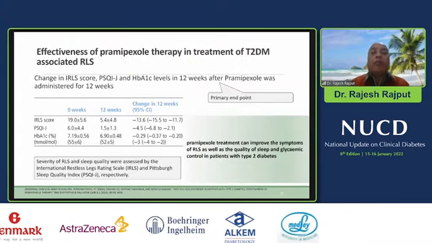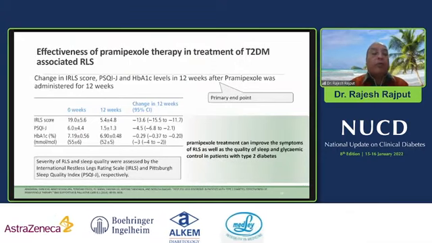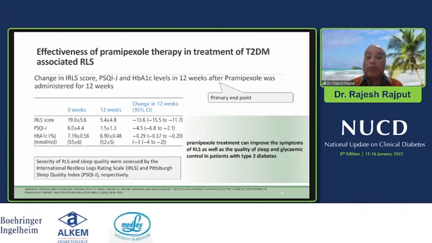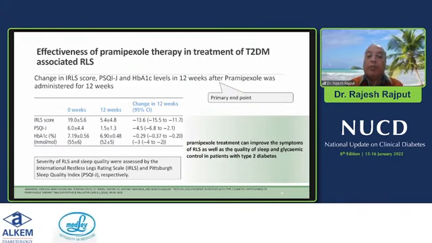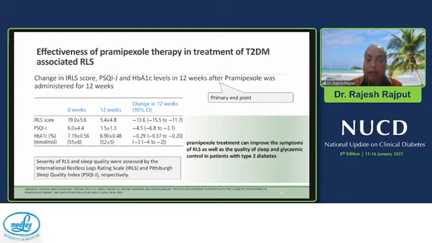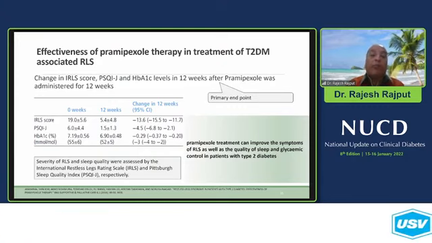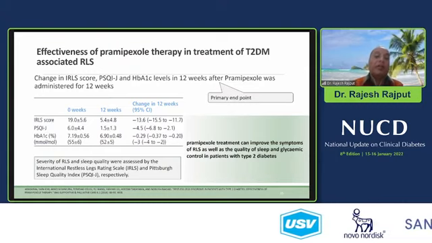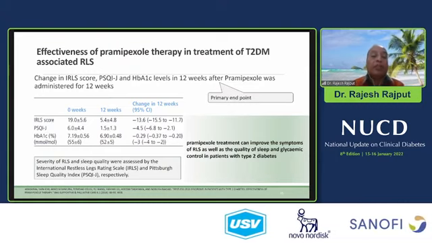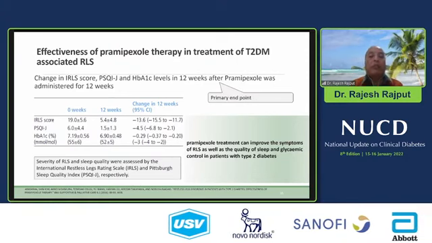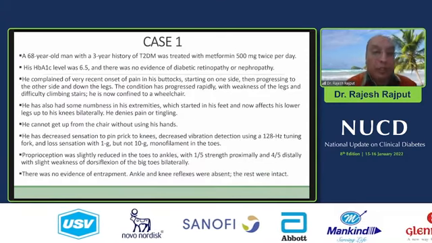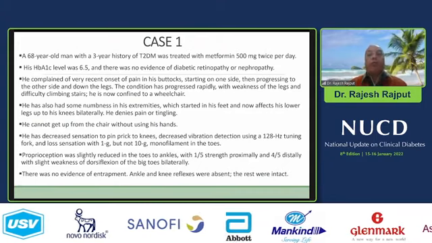What is the effectiveness of pramipexole therapy in type 2 diabetes with restless leg syndrome? This study has shown that with the use of pramipexole, symptoms of restless leg syndrome as well as quality of life improve significantly. And when these things are improving, even glycemic control improves in these patients, by an HbA1c of the tune of 0.3%. Coming back to the cases, this is case number 1.